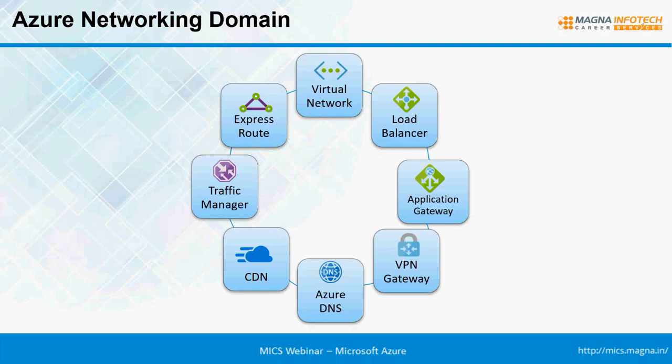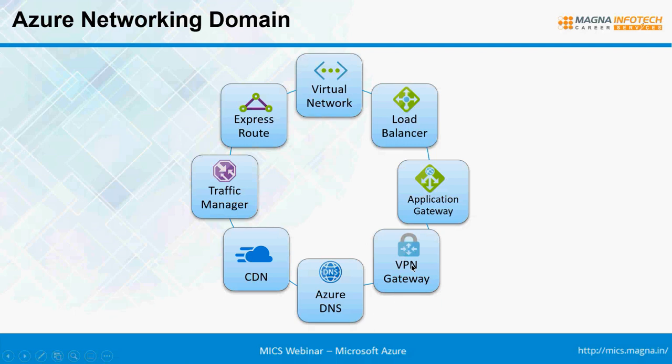Okay, so as part of the load balancing options, we have multiple options available. One is the load balancer, then we have the application gateway, and the third one is called the traffic manager. These are different options available in Azure to do load balancing of different applications. Then we have something called the VPN gateway.